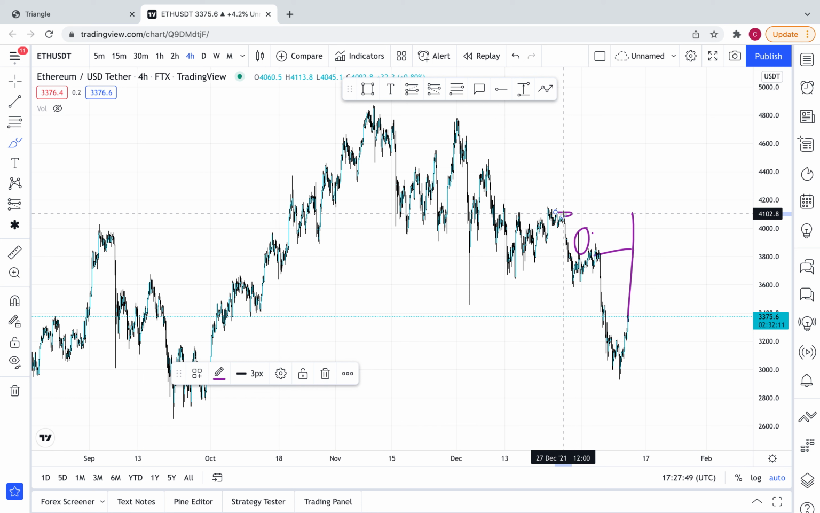If all things are equal, this is how Ethereum would move. You see. So I want you to go through this video and study Ethereum price actions and see how you can benefit from both the bull market and the bear market.